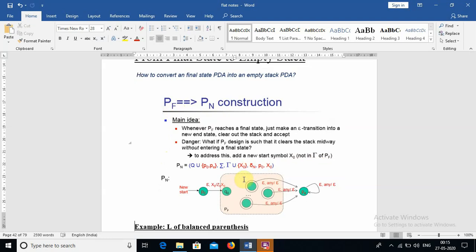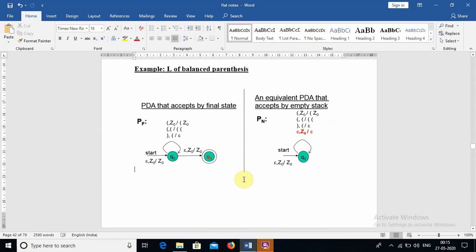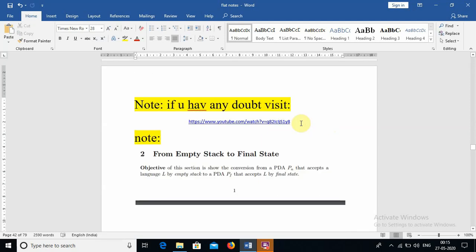So this is an example for the conversion from final state to empty stack. If you still have any doubt, you can visit the site here.